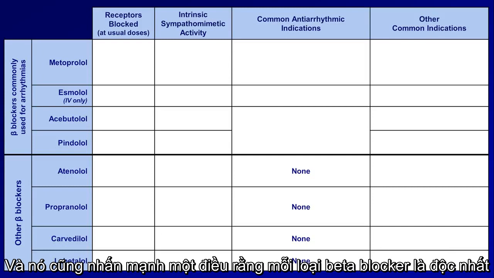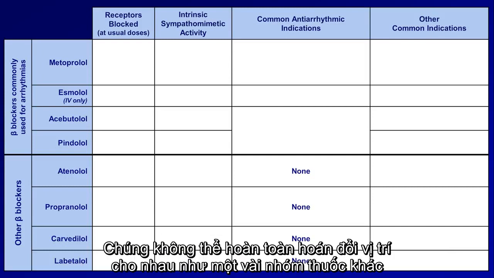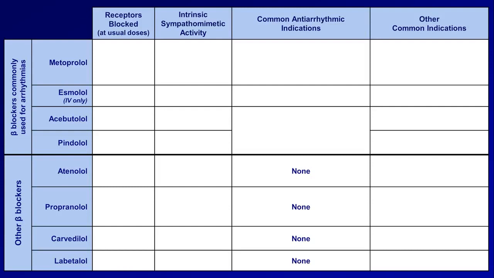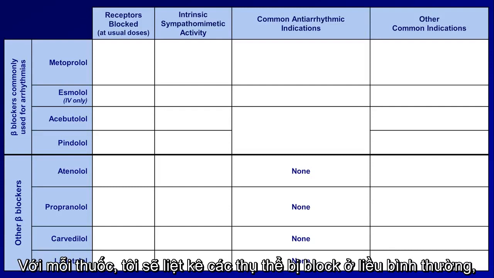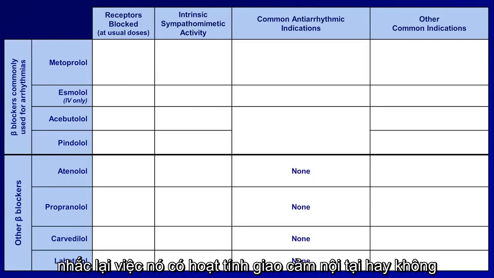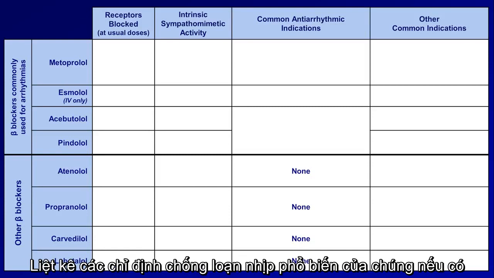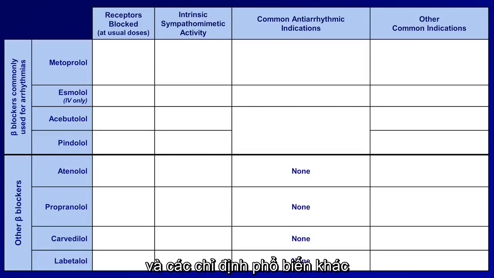And it's also to emphasize that every beta blocker is unique. They are not completely interchangeable like some other drug classes. For each drug, I'll list the receptors that are blocked at usual doses, mention whether or not they have intrinsic sympathomimetic activity, list their common antiarrhythmic indications, if any, and their other common indications.